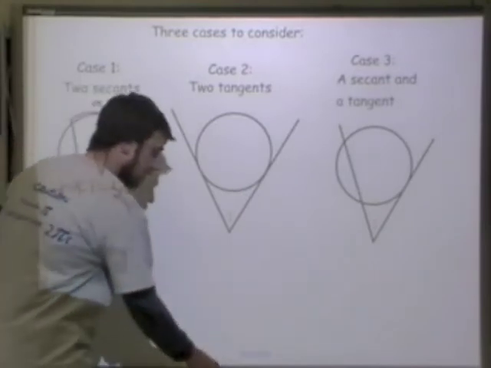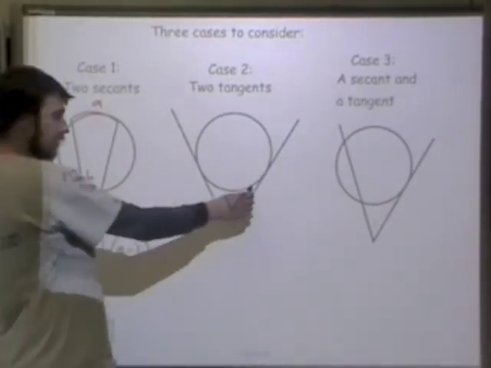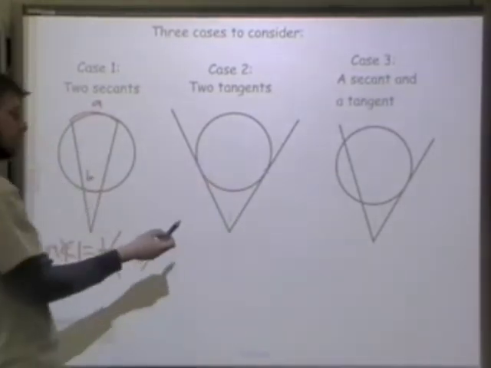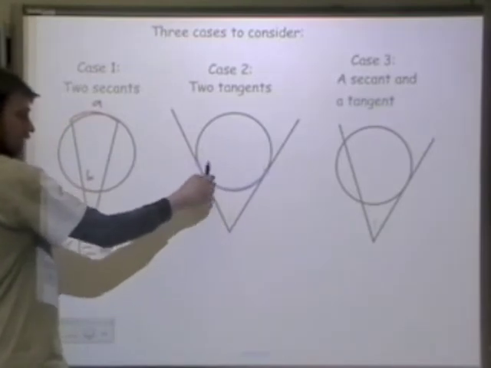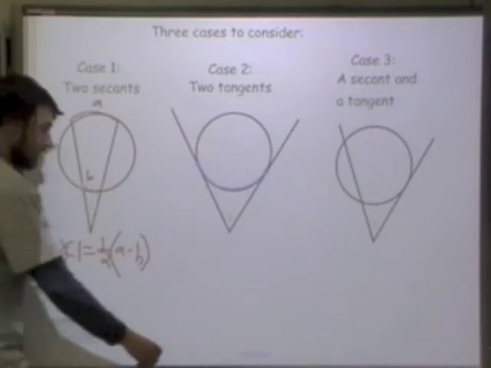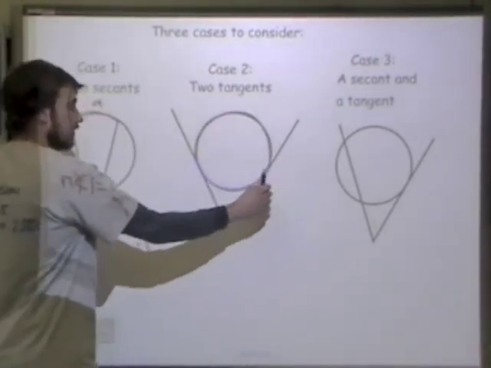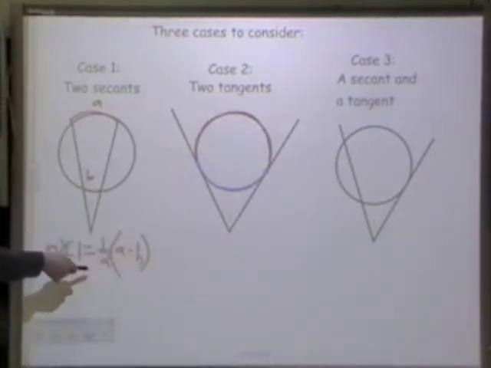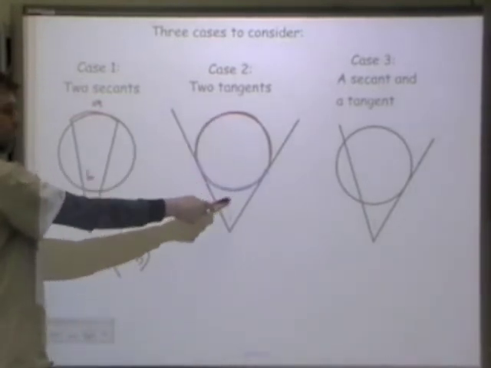Here, where are the intercepted arcs when we have 2 tangents? This one is probably the trickiest. We can see the tangents only intersect a circle in one spot. So the first intercepted arc runs from one point to the other point of tangency. And the second arc is the rest of the circle, all the way around. And again, the formula would be the measure of angle 1 equals 1/2 times the difference of the arcs, one arc minus the other.